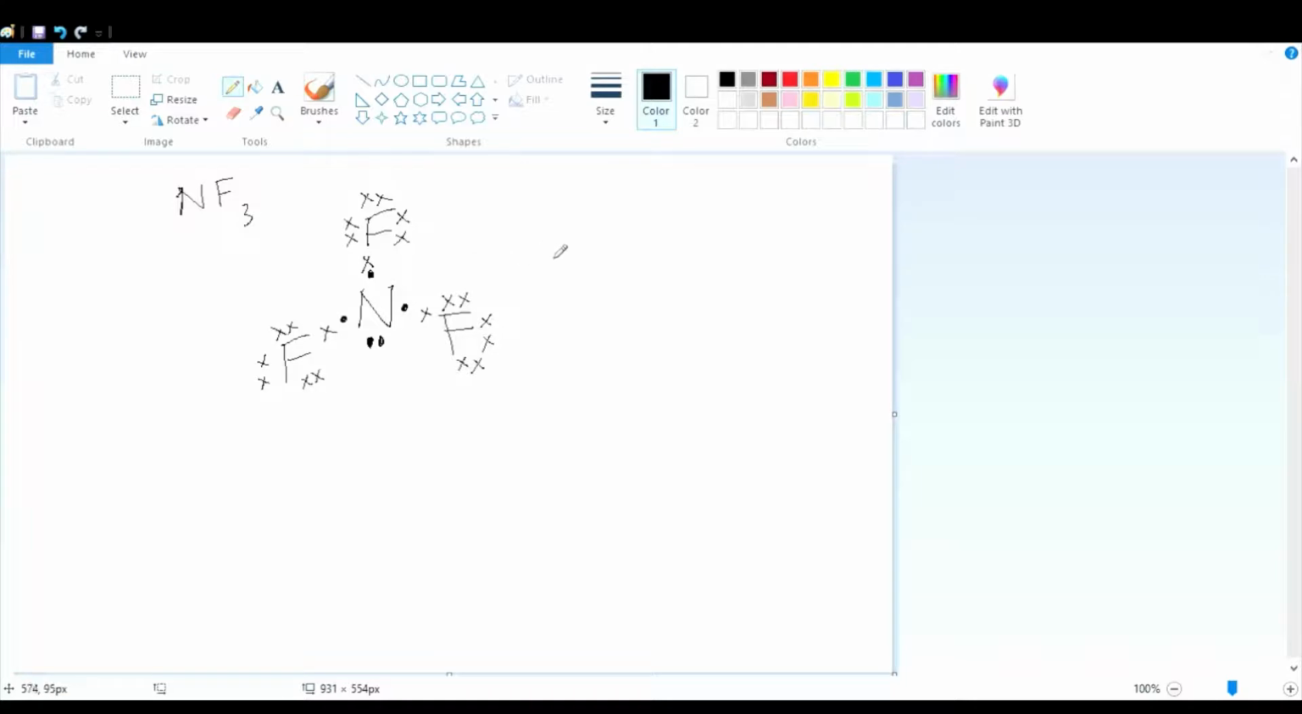So here we go. This is the Lewis structure for the compound NF3. So if we want to cross-check whether our Lewis structure is correct or not, we want to count the number of electrons. Nitrogen as an atom has 5 electrons. And fluorine, we have 3 of them. Each has 7. So 7 times 3 is 21 electrons. The total is 26 electrons, right?